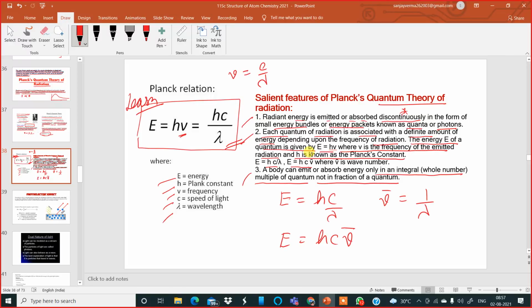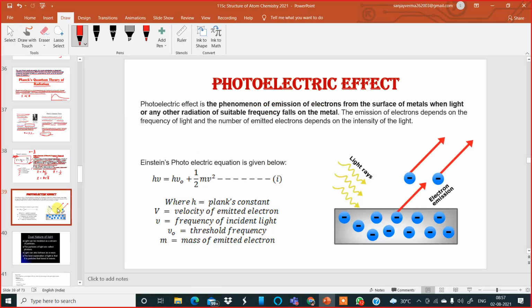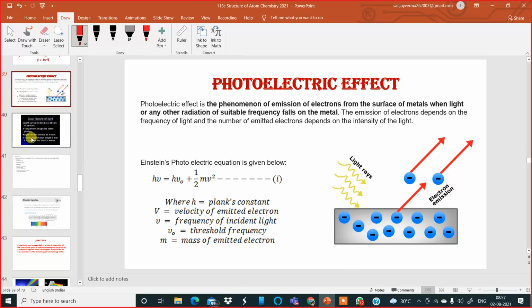Okay, so now moving further to the next concept over here, which is called photoelectric effect. After Planck's quantum theory of radiation, we have the photoelectric effect, where you will try and understand this effect.